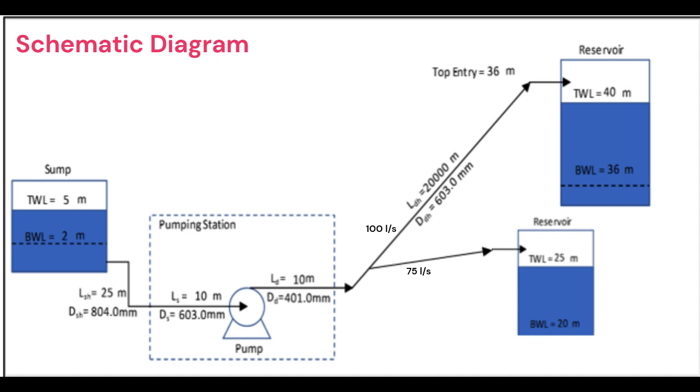Let's look at the schematic diagram of the pumping system. Here, the two receiving tanks are located at different levels and receiving different flow. A sump at the lower level will be pumped to these two higher level tanks through a common piping and branched at a junction located at an elevation of 15 meters. The details such as distance, water level, flow demands, and pipe diameter are shown in the schematic.